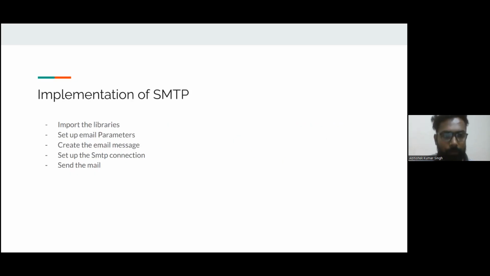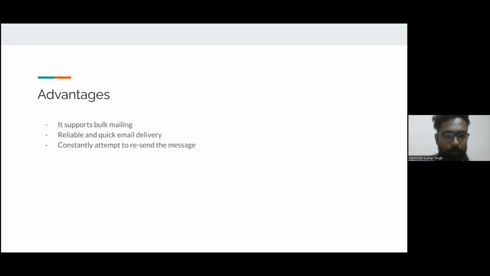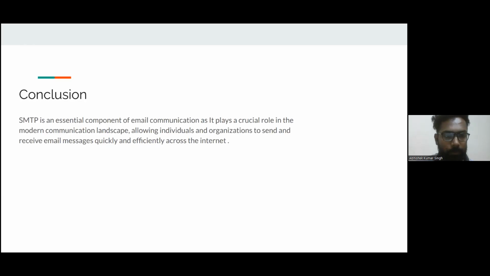For implementation, we have to import the library, set up email parameters, create the message, set up the SMTP session, and then send the email. With the help of this, we can support bulk mailing. It is very quick, and we can send messages constantly. So SMTP is an essential component of email, and it plays a crucial role in modern communication, allowing individuals and organizations to send and receive messages quickly and efficiently across the internet.